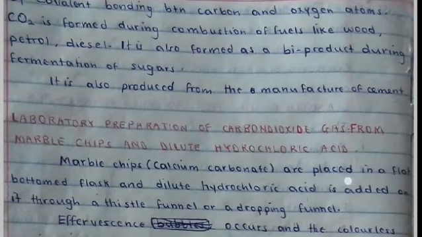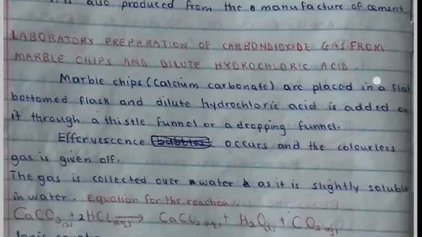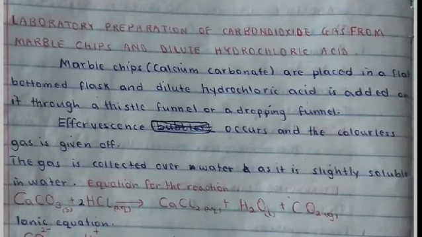And also here the major thing is we want to look at the laboratory preparation of carbon dioxide gas from marble chips and dilute hydrochloric acid. So this is a common question. They normally ask: describe the laboratory preparation of carbon dioxide gas from marble chips and dilute hydrochloric acid. So we are going to first understand what marble chips are or what they mean.